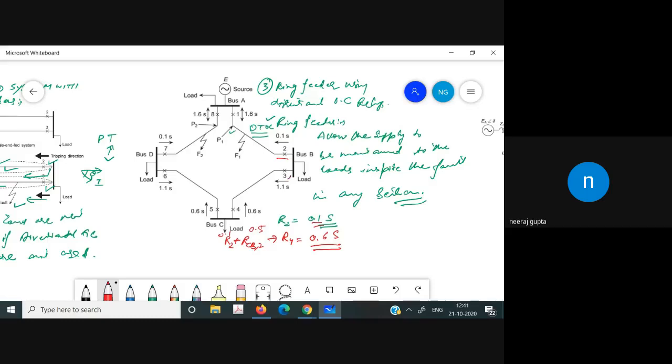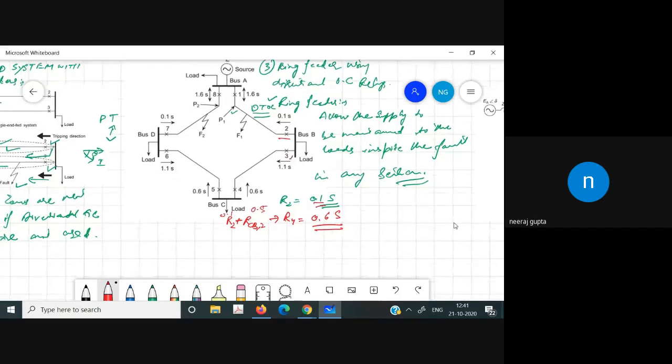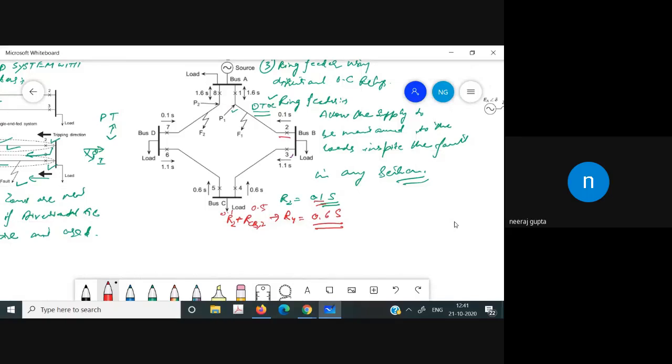We are not doing it practically. However, the simple case we will explain. Otherwise, when we are doing the setting, all the things should be taken into consideration. Similarly, we have the relay R6, which will operate after this 0.6 seconds.